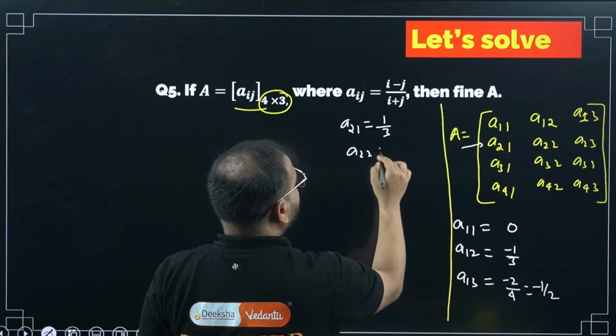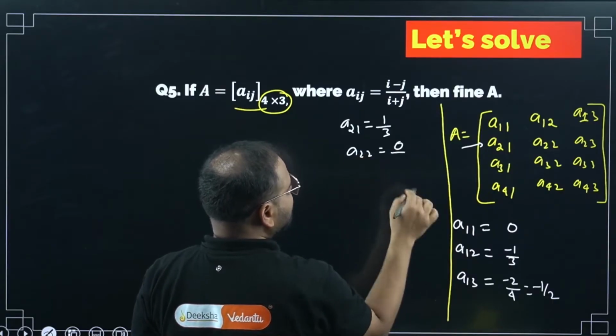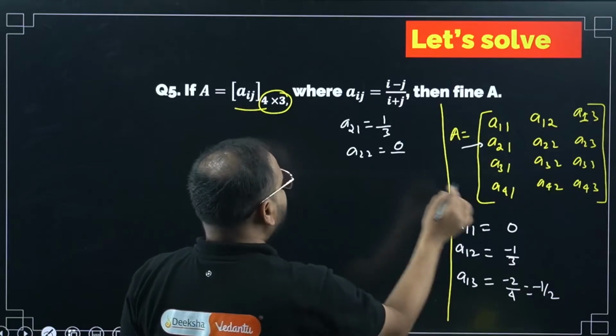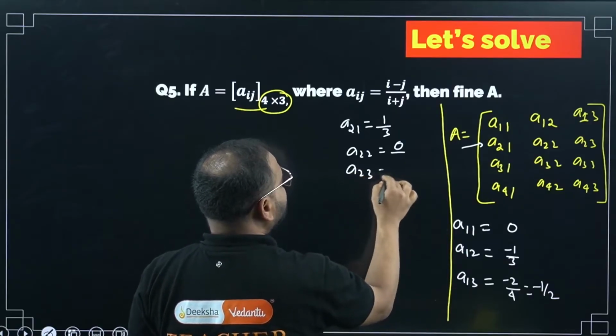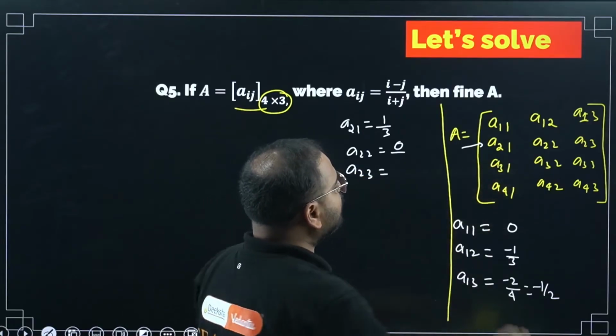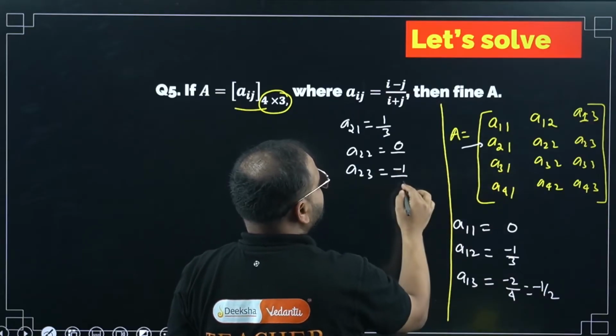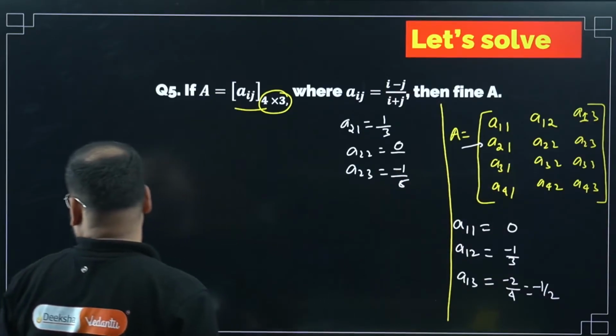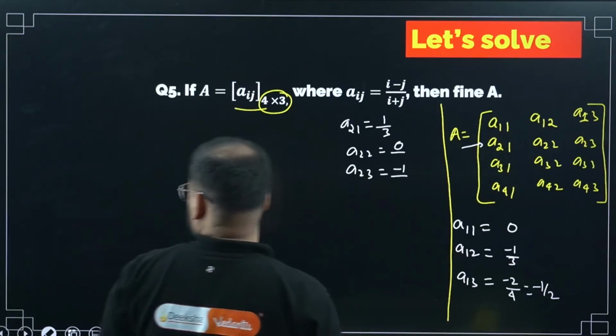A22. The difference is 0, so 0 by something is 0 only. Just 0. Okay. A23. What will A23 be, bacha? The difference will be minus 1, since 2 minus 3 is minus 1. So minus 1 upon the sum, which is 5. So the sum is 5, not 8. It looks like 8, I'll rewrite it as 5.